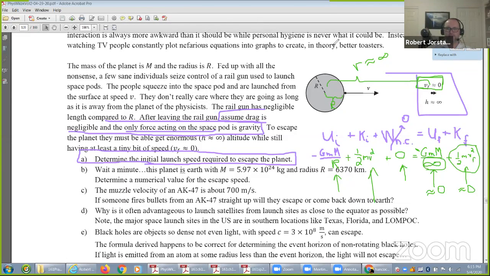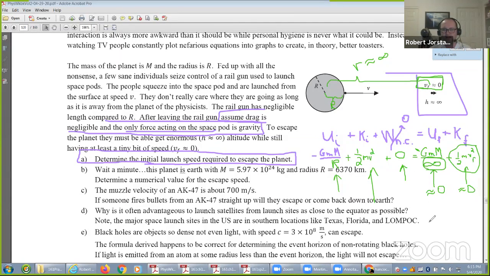I'll get the chat. Go ahead, speak up. Can you hear me? Yep. Okay, so my question is, why exactly are we setting h to approximately infinity? I guess that's really the part I don't understand. Well, the idea is if you get to a very large altitude, you're so far away from the planet, you could call it infinite.